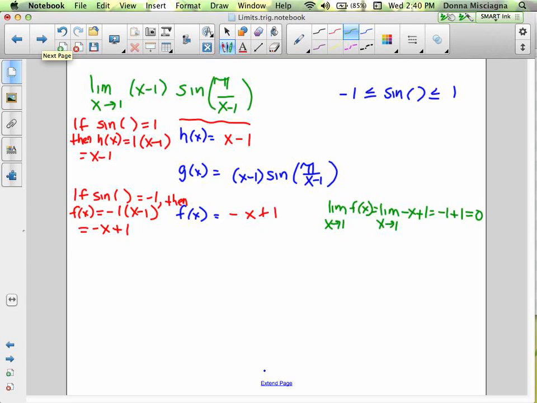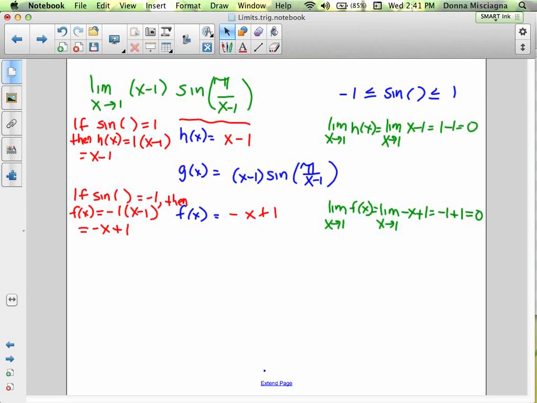Right, and now let's find the other limit. So the limit as x approaches 1 of h of x equals the limit as x approaches 1 of x minus 1, which is 1 minus 1, which is also 0. All right, so we've met the two requirements. Our function's got to be sandwiched in between those two functions, and those two functions have the same limit as x approaches 1. So now we can find the limit of g of x as well.